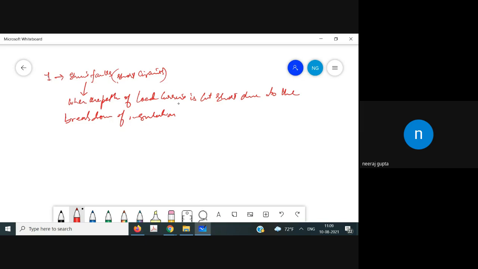The insulation breakdown occurs due to a variety of reasons. If you see, there are certain causes of this insulation breakdown: aging, temperature, rain, hail, and snow, foreign objects, and other causes. So these are the causes for the breakdown of the insulation, and the shunt faults are basically due to the failure of the insulation.